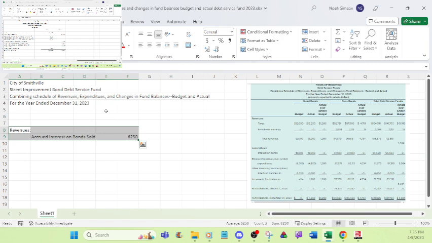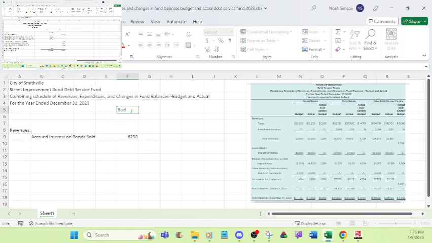We don't care about distinguishing between serial and term bonds, and we're not going to put the total one either. We're just going to do budget and actual as the headings. Budget, actual, and then actual over or under budget, and then that's it. 6250. And the third column is probably just going to be a copy and pasted formula all the way down.